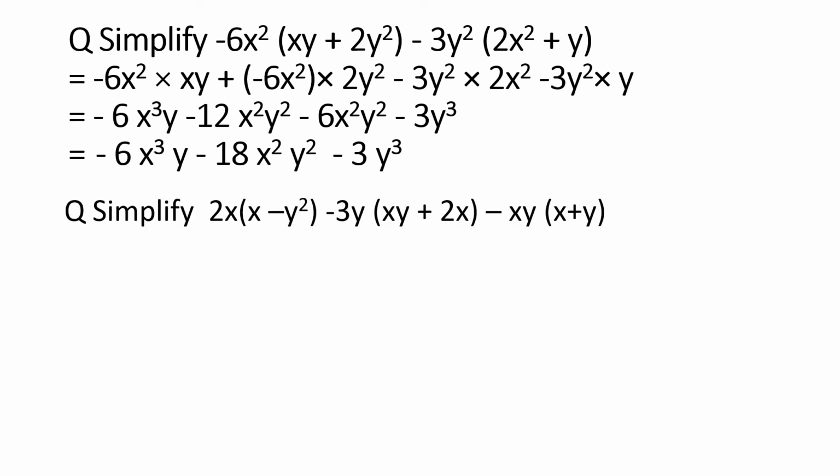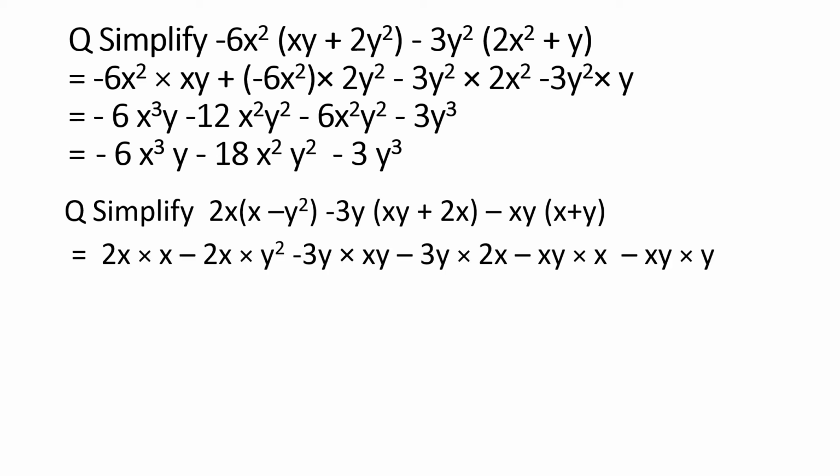Next question I am taking here. Now we are having three cases of multiplication of monomial with binomial. The method is the same. 2x into (x minus y²), minus 3y into (xy plus 2x), minus xy into (x plus y). 2x multiplied by x, minus 2x multiplied by y², minus 3y multiplied by xy, minus 3y into plus 2x, that is the same, 2x, minus xy into x and minus xy into y.